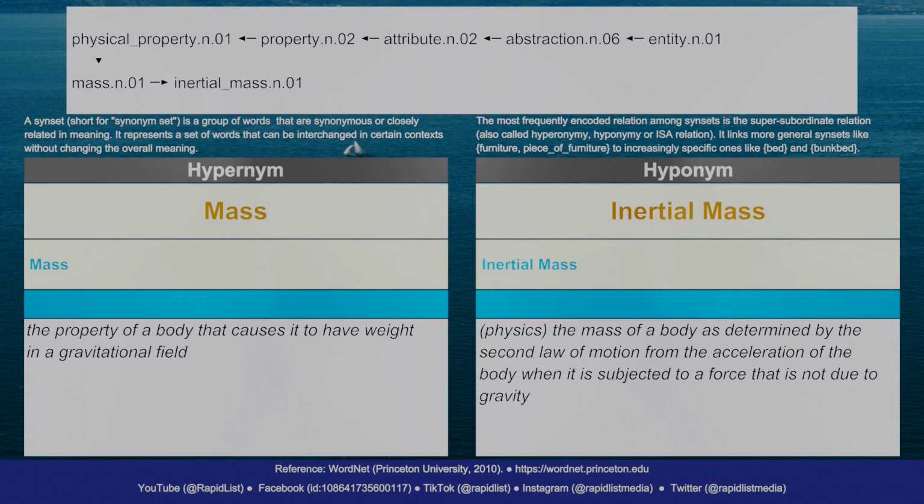Inertial mass. Physics, the mass of a body is determined by the second law of motion from the acceleration of the body when it is subjected to a force that is not due to gravity.